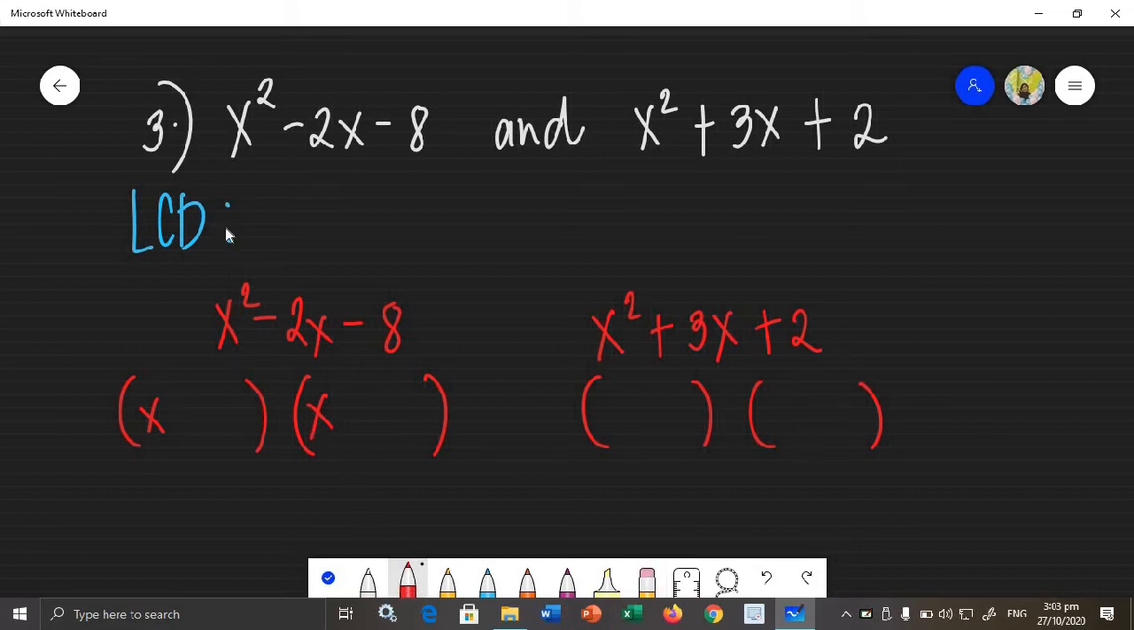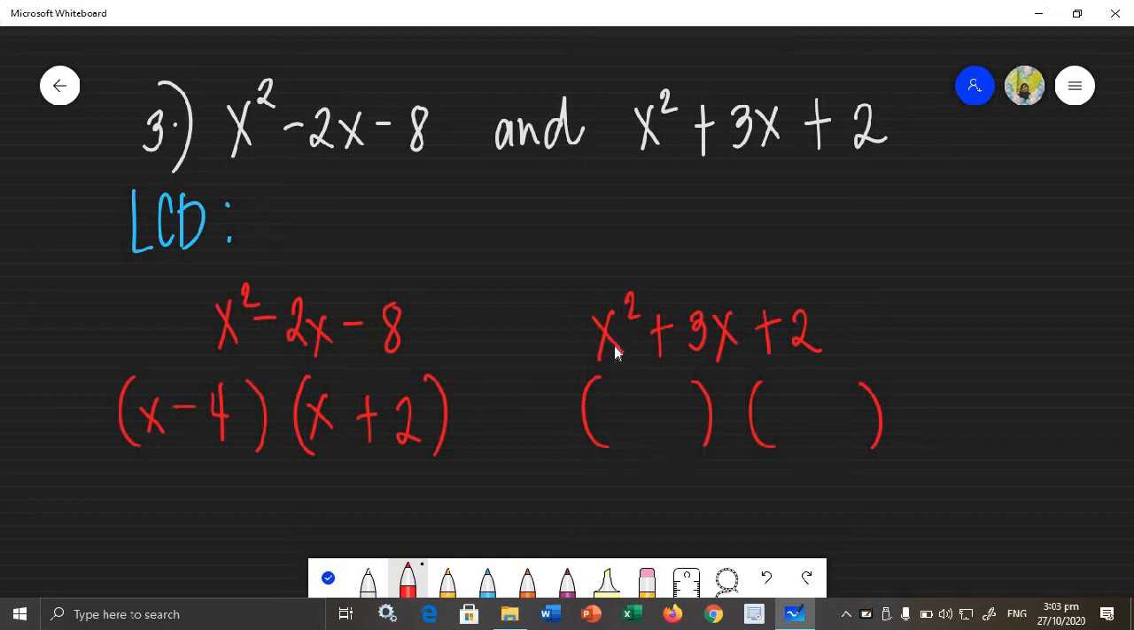So, malamang sa malamang, factors ni negative 8 na kapag minultiply mo ay negative 8 yung sagot, pag inadd mo ay negative 2 yung sagot, is negative 4 and positive 2. So, let's check. Negative 4 times 2, that is negative 8. Negative 4 plus 2, that is negative 2. Therefore, these are the factors of the given trinomial. Quantity x minus 4, and then quantity x plus 2.